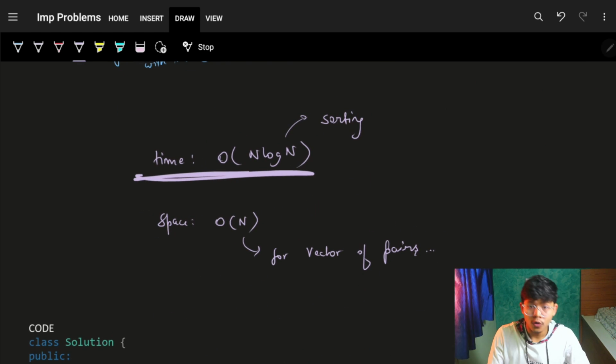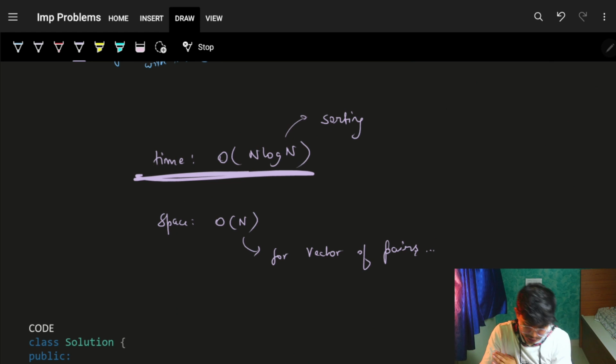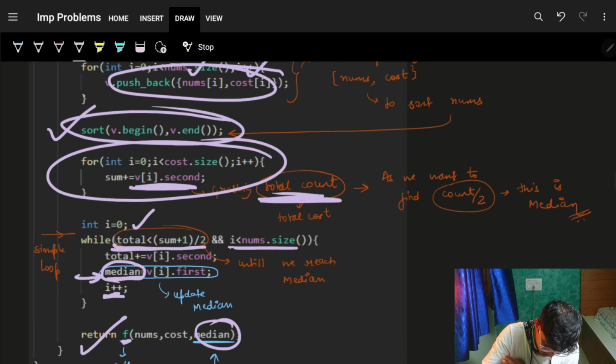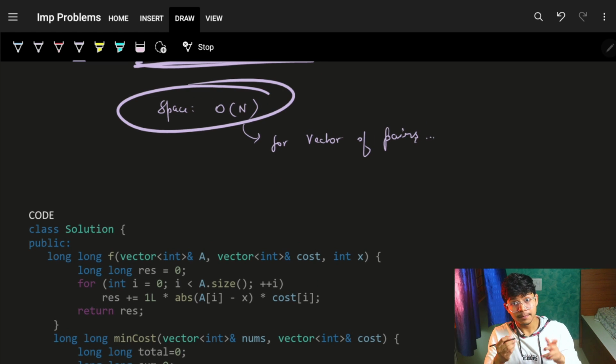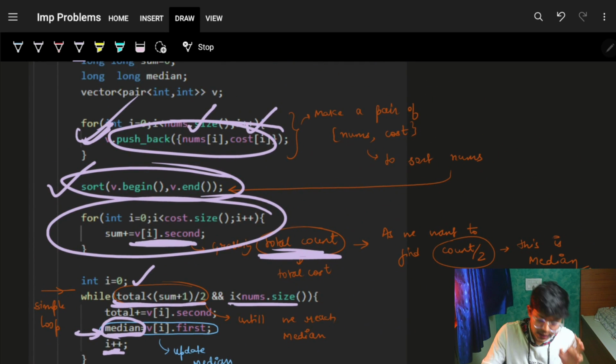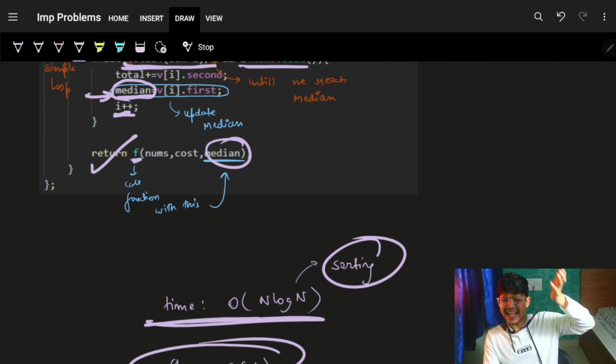Time is O of n log n, because you are sorting the vector which you made right here. And the space is O of n, because you are using this vector. Now I will ask you, as an interviewer, hey, can you optimize this?